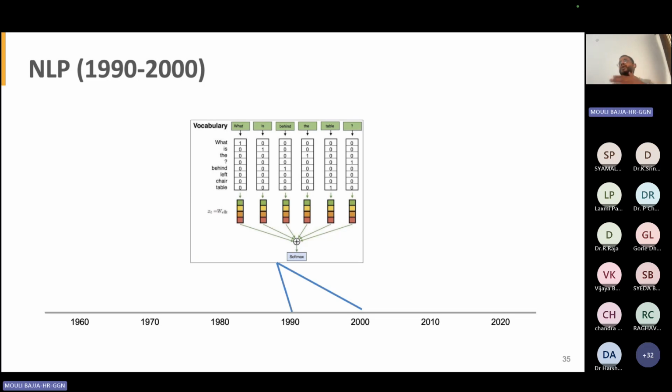So then in the pre-machine learning era, statistics and machine learning came, where we started converting the words into the one-hot encoded format. In this example, you notice what is the question mark behind left chair table. Even if we remove the repeats, the unique words are 6. These are appearing 2 times: behind left chair table, left hand chair remote.